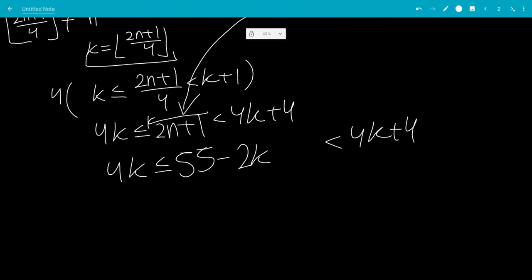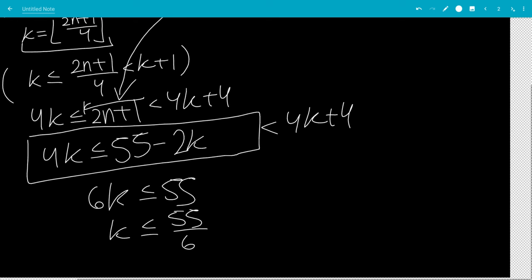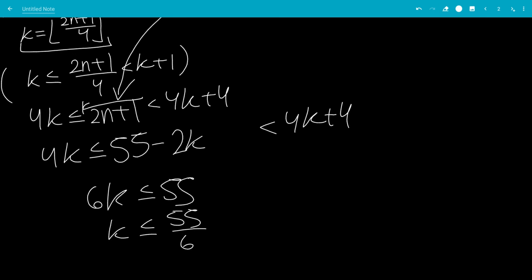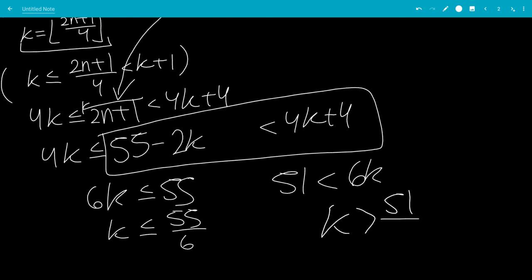So now what we can do is just look at the left-hand side inequality and then the right-hand side. So the left-hand side will give us 6k is less than or equal to 55. So k is less than or equal to 55 over 6. Okay. So the right-hand side inequality. 55 minus 4 is 51, less than 6k. That means that k is greater than 51 over 6.